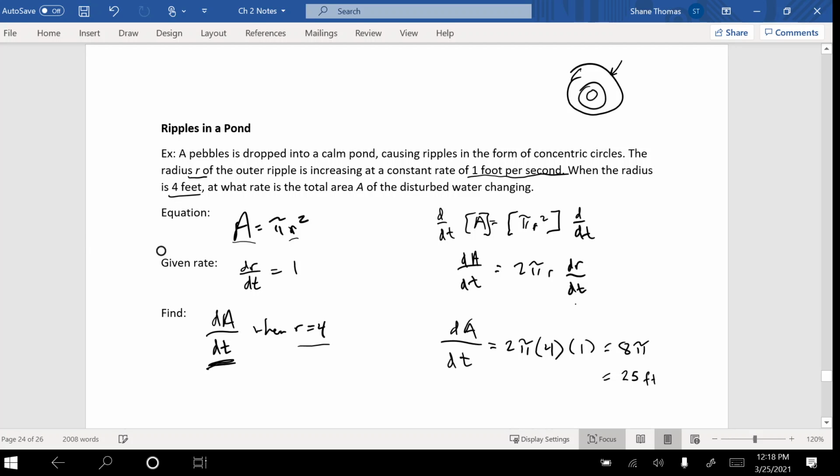About 25 feet squared per second. So if the radius is changing 1 foot per second, the area is changing about 25 feet squared per second at that given time. That make sense, guys?